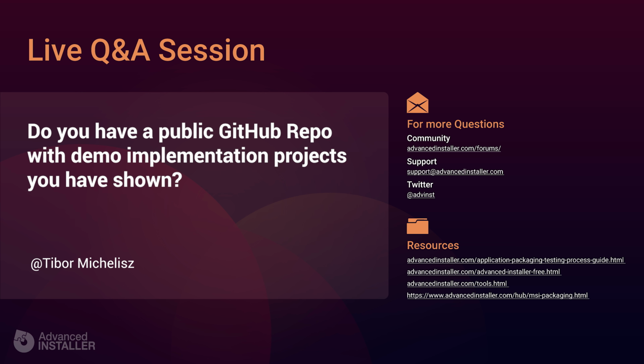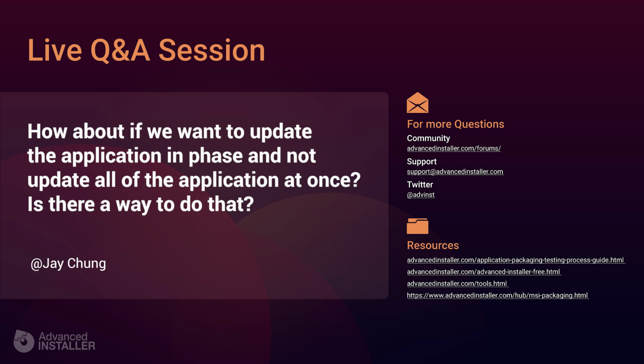What about if we want to update the application in phases and not update all the applications at once? Probably you mean a gradual rollout to some of the customers, but not all of them. Okay, so my guys posted two articles with some scenarios. It's not sure if this fits your scenario or not. But if it doesn't fit the scenario, please email us and we'll see how we could do this, or if there is a request for an improvement in the future that we can accommodate.